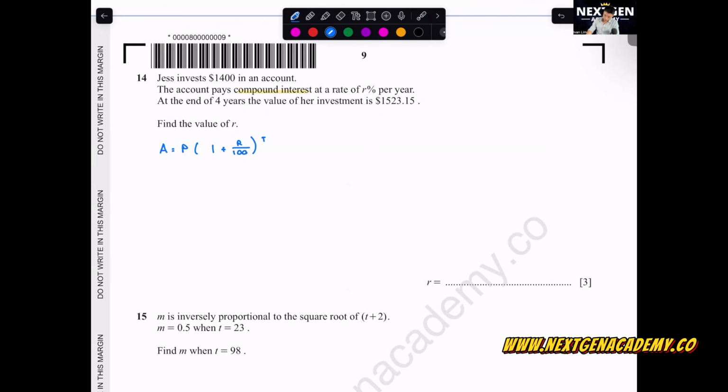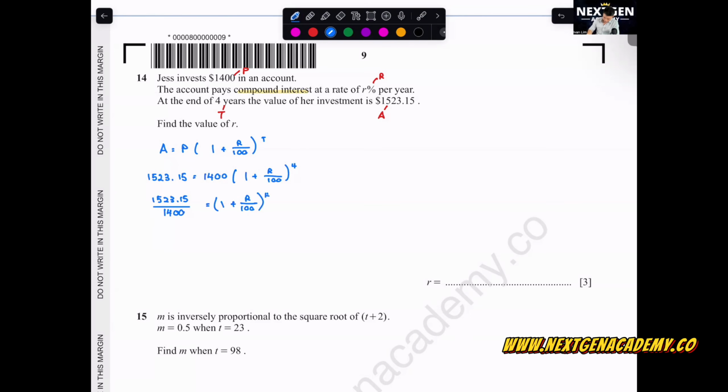What are the values that are given? Invest means this is your P, your initial value, the principal. This is your R. T is 4 years. And then the A is this. So we put into the formula: 1523.15 equals 1,400 bracket 1 plus R over 100 to the power of 4. Can we solve this? 1523.15 divide, we'll get a nice value. So we can slowly do it, but I would type the whole thing into the calculator to find a nice value like that.